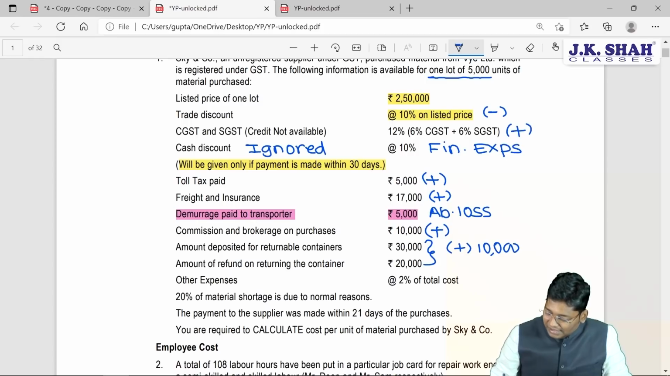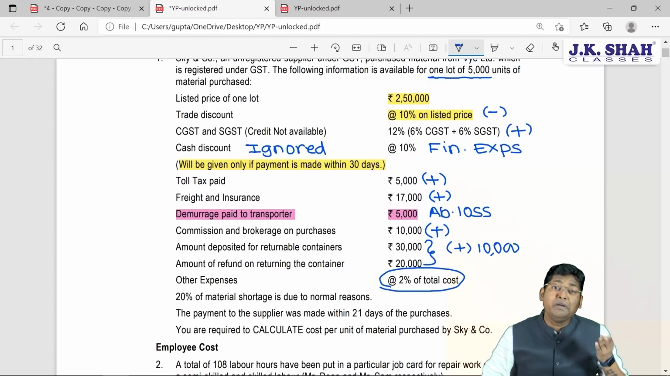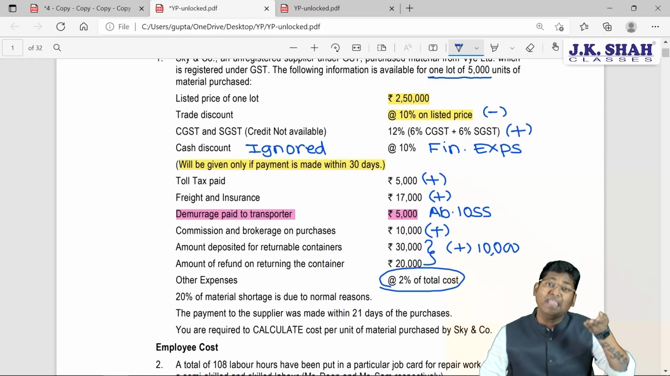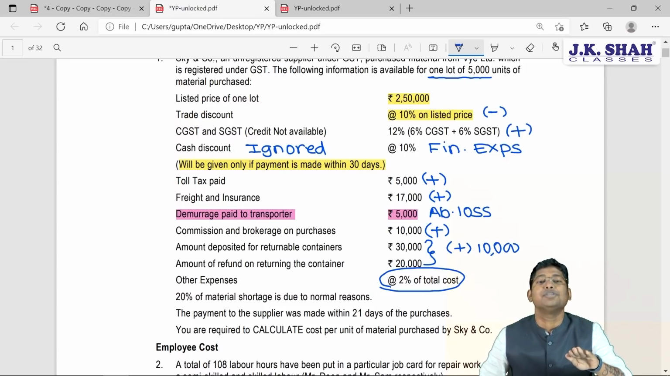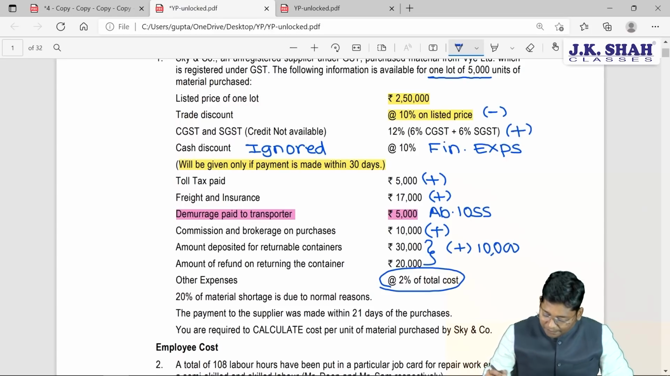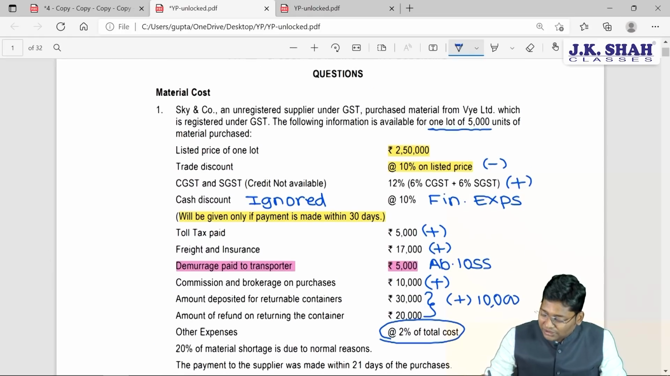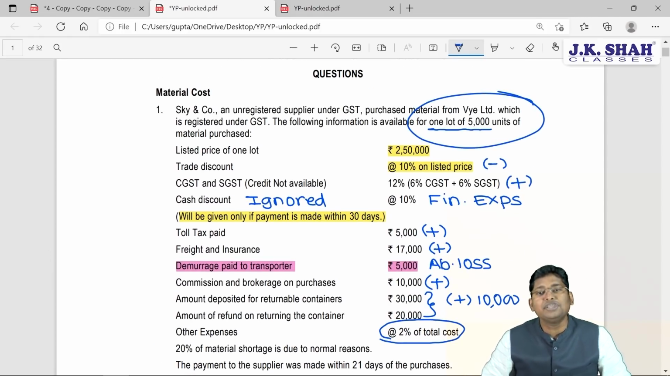Now other expenses are given. They are 2% of total cost, meaning 2% of the cost including these expenses. We need to calculate that amount. 20% of material shortage is due to normal reason. Now how much is the lot size given in the first paragraph? 5,000 units is the lot size.